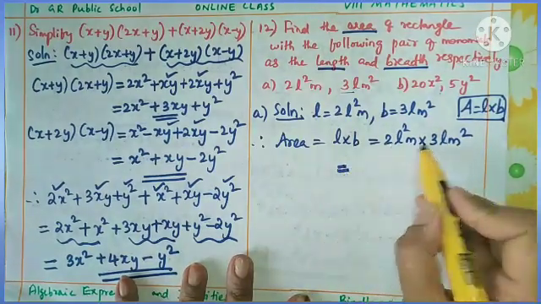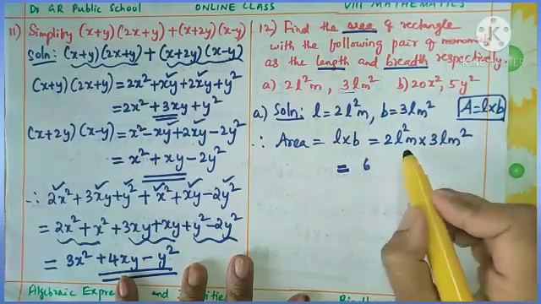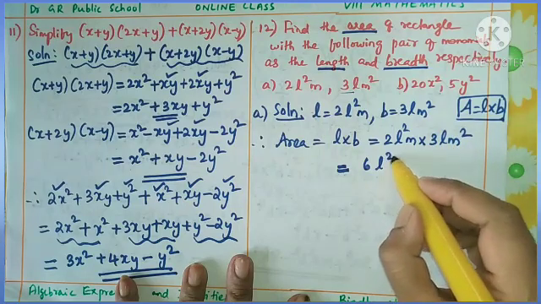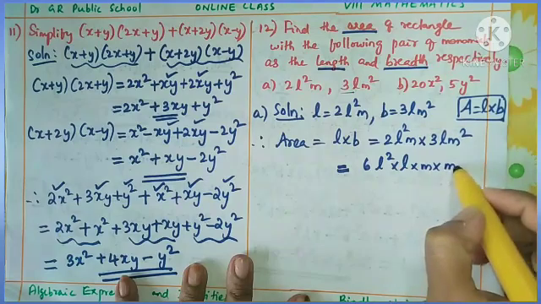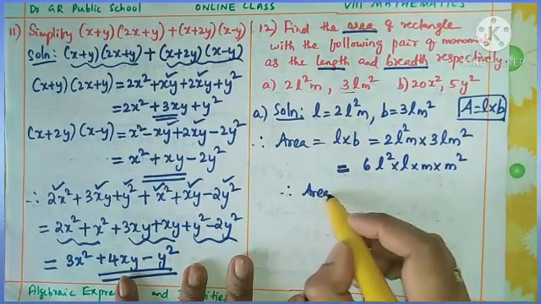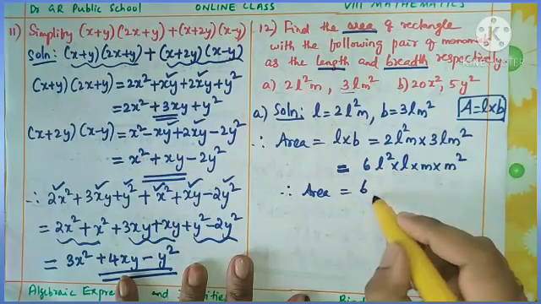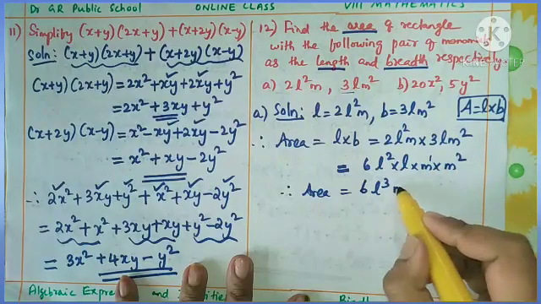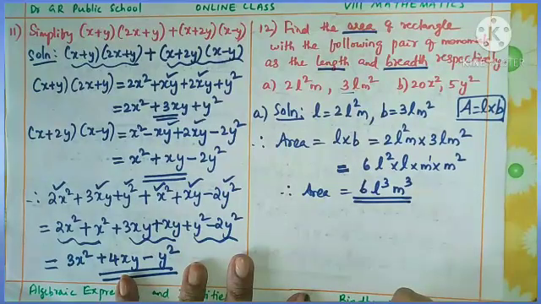first you multiply the numbers, 2 into 3, 6, and l square into l, correct? And we are going to combine m and m square. So therefore what is the area of the first? 6, combine the powers, 2 plus 1, that is 3, and here also 1 plus 2, 3. So l cube m cube. So this is the area of the first answer.